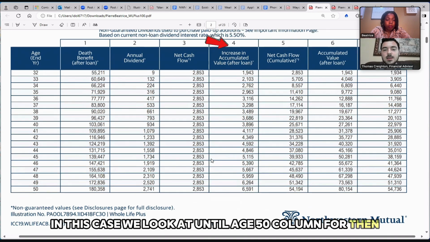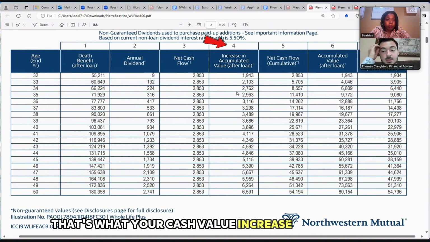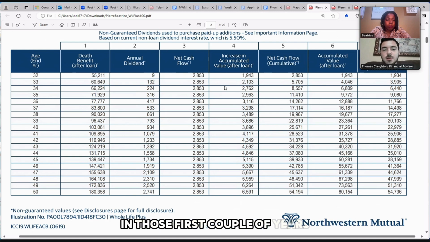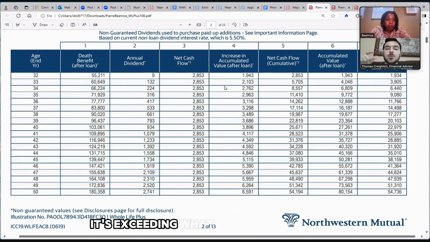Column 4, then, is what your cash value is growing by every year, right? It's increasing by that certain amount. That's where in the first couple of years we see the cost, or the negative aspect, of a cash value life insurance policy, right? In those first couple of years, we're not getting interest that's exceeding what we're paying into it. That's where we see all that cost come out.